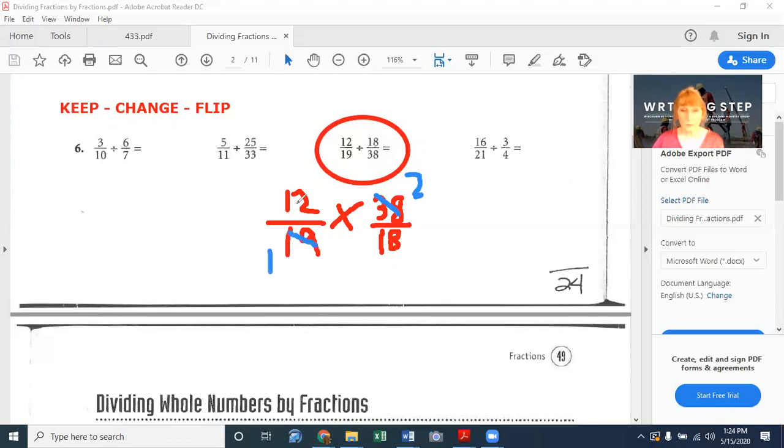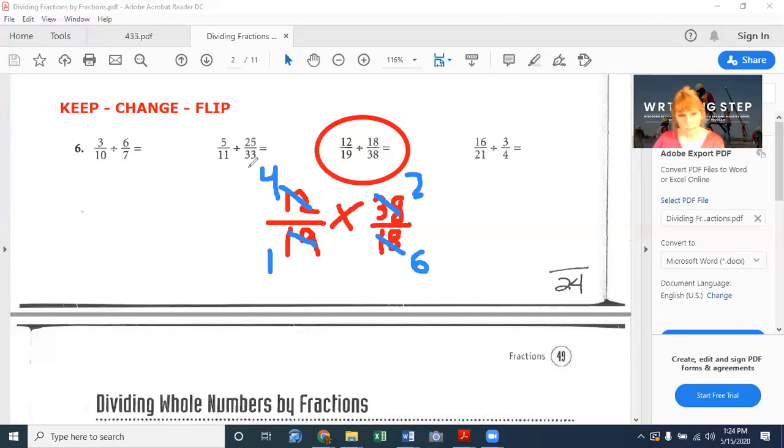And I know that a 3 will go into 12 and it will go into 18. I also know that a 2 would work, but a 3 is a little bigger, so I can get my numbers down a little farther. 12 divided by 3 is going to give me 4, and 18 divided by 3 is going to give me 6, and I actually could have taken a bigger number, right? I could have taken 6.